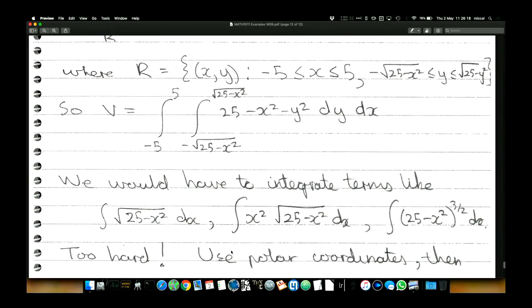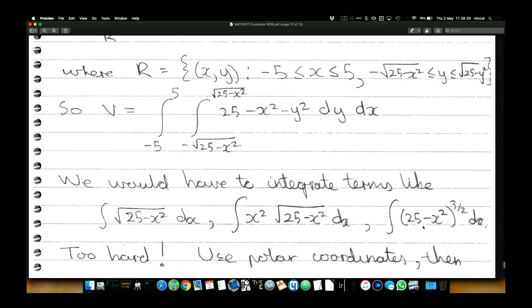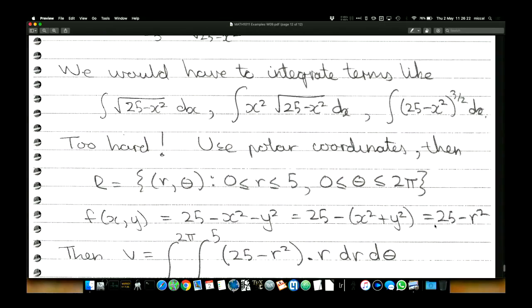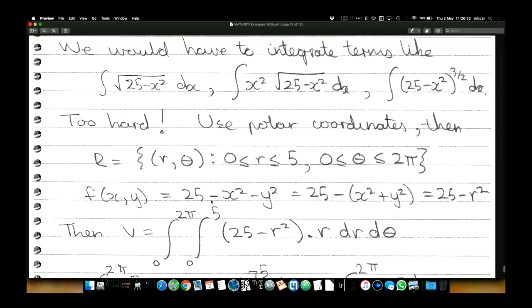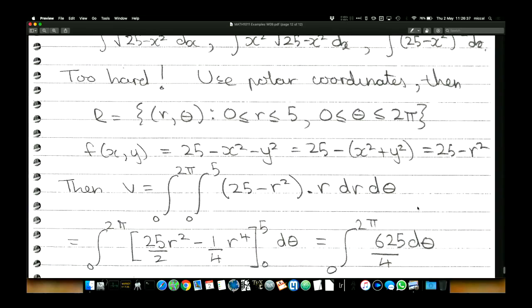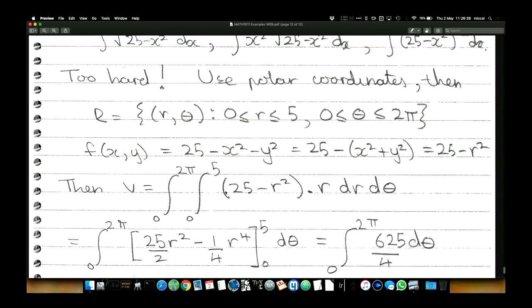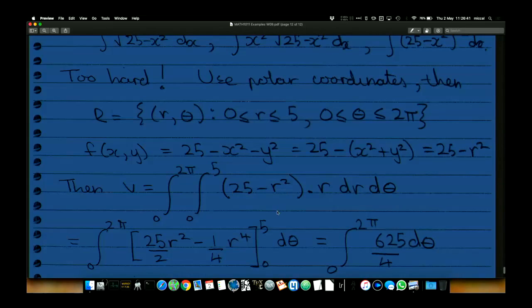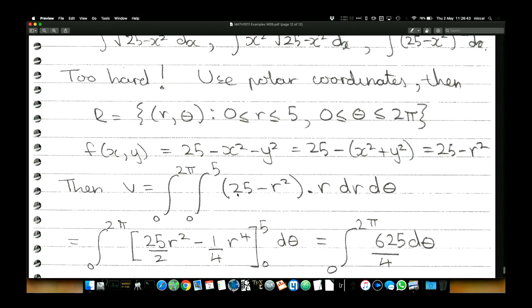So instead of doing this and having to integrate all these terrible terms, let's use polar coordinates instead. r, as I said, goes 0 to 5, the radius of the circle. I need the whole circle, so theta goes from 0 to 2 pi. My function in terms of r is nice, 25 minus r squared. So now I've got my function written in terms of polar coordinates. Sometimes there might be a theta floating around, sometimes not.